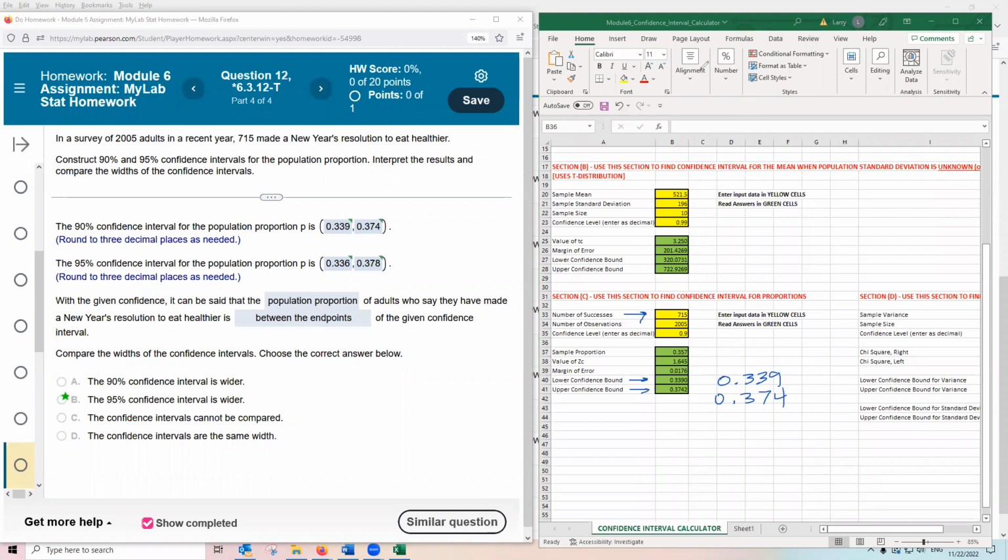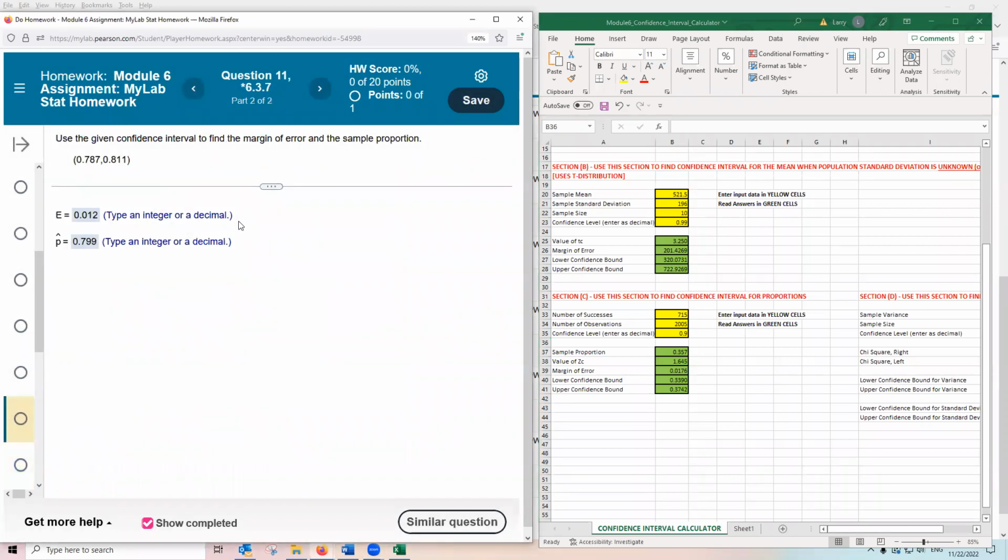Okay. Let me go back to the previous problem. The previous problem was asking you to kind of work backwards, because what they're doing here is they're giving you a confidence interval, and I'm going to sketch this on a number line.